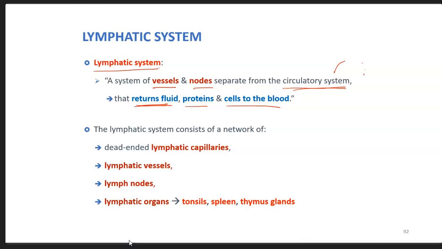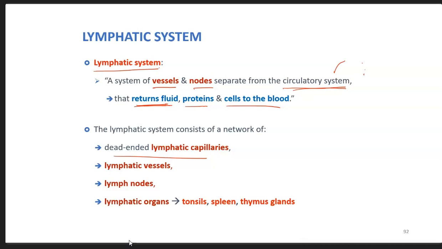So the lymphatic system consists of a network of dead end lymphatic capillaries. Kalau kita tengok the blood vessels in the circulatory system, they are continuous, from the heart into the aorta, and then into the arterioles, blood capillaries, and then venules, and then vein, and then back to the heart. It is continuous, and the blood is confined in this system.